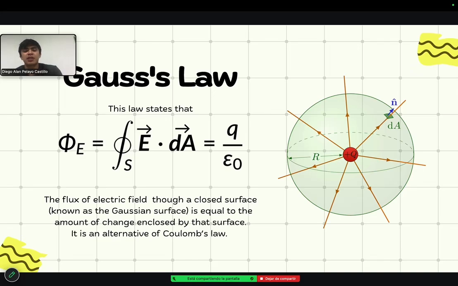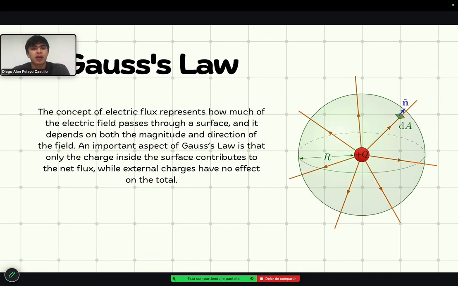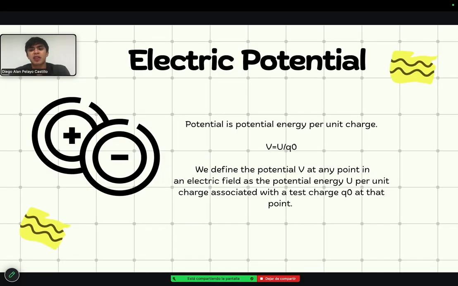So that's basically what I overall understood of Gauss's law. This was also about the electric flux, representing how much electric field passes through a surface, and it depends on the magnitude and direction of the field.